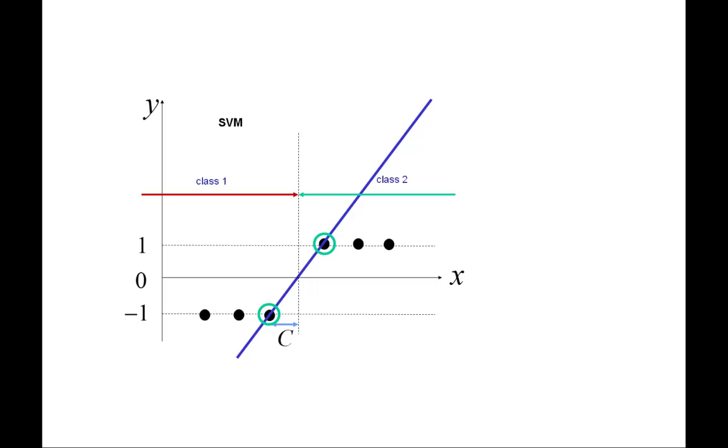And the problem is convex, so you get a unique solution. You don't have several optima you have to worry about. So it has a lot of theoretical nice properties, which made it so popular during the time when neural networks were not very popular.